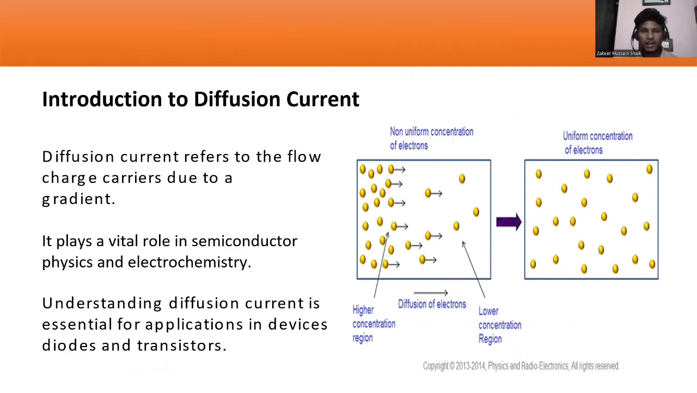Here, on the left side is the higher concentration region of diffusing electrons, and the lower concentration is on the right side of the figure. Non-uniform concentration of electrons moves towards a uniform concentration of electrons.